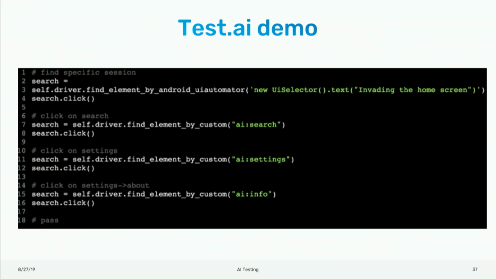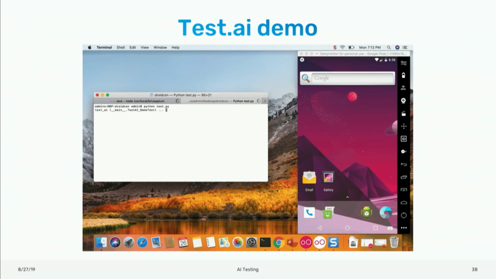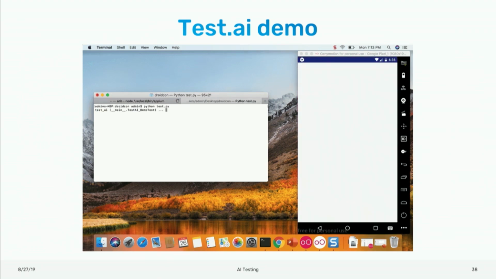So in this case, what I'm going to do is find a specific session. I'm looking for text again, so I'm actually using a text selector. I'm going to click on search. I'm going to click on settings, and then I'm going to click on the about when we get into settings, just to show that you can go through multiple levels. And they should start off in a second.